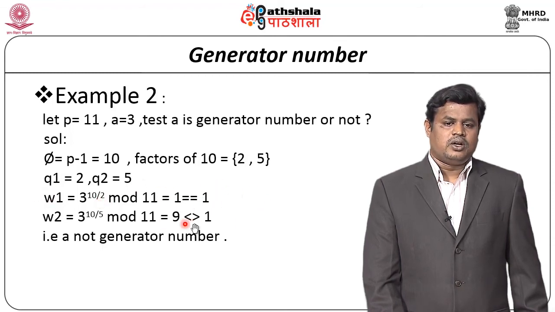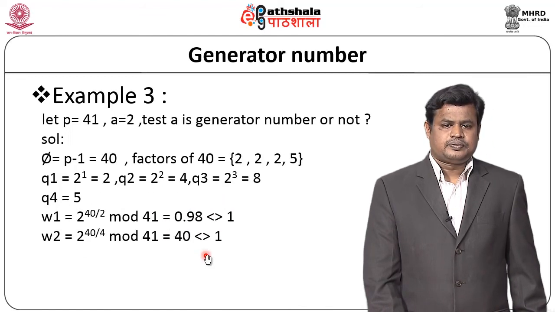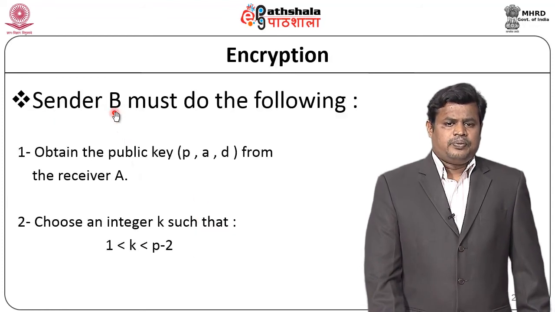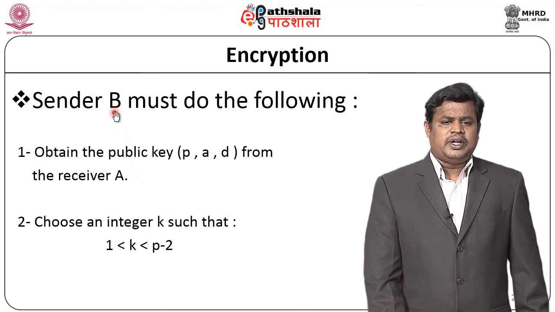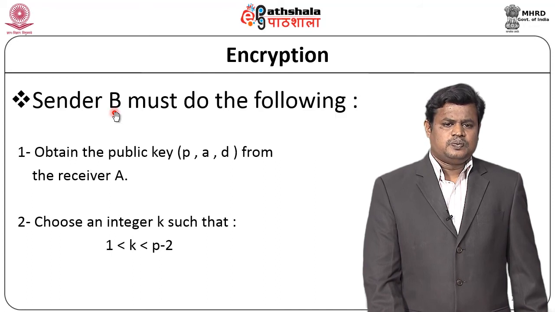Even though the other value is not equal to 1, if any one of them is equal to 1, then it is not a generator number. So like that we have to find the generator. Similarly, you can also do it for 4, where a is given, and here it is not equal to 1, so we can say this is a generator number. So if I am able to get the generator number, from that I can get e1 and e2.